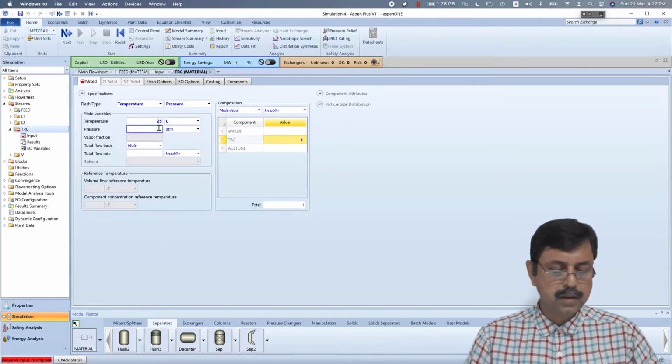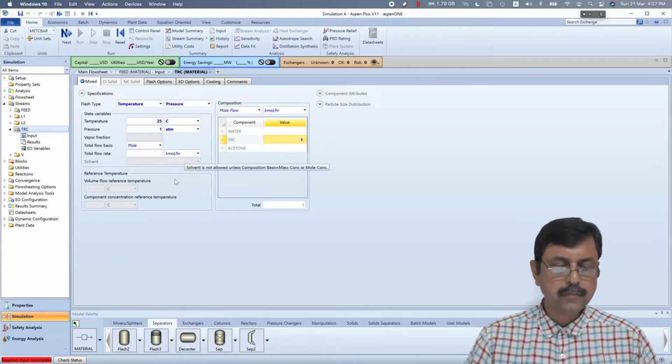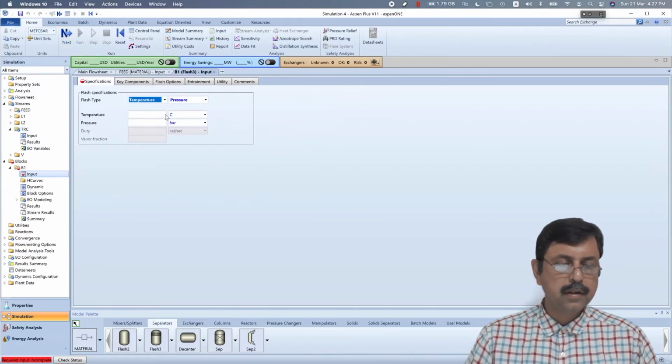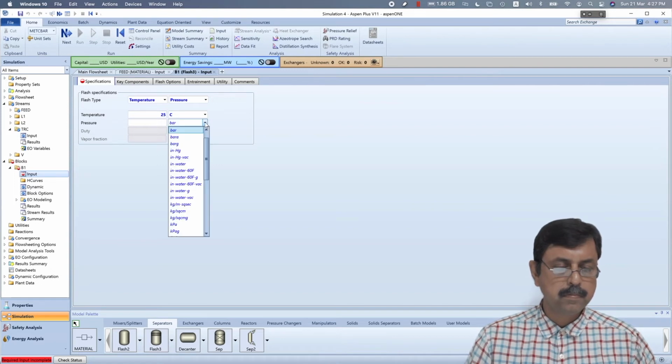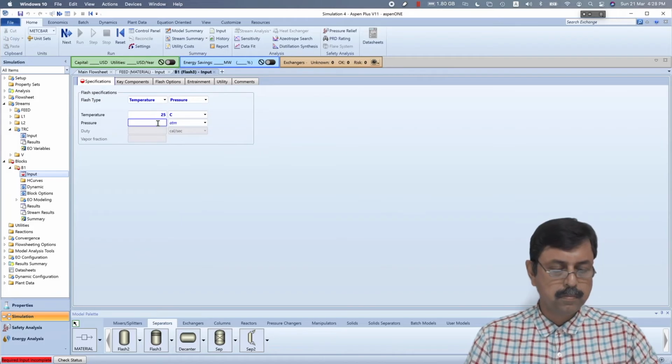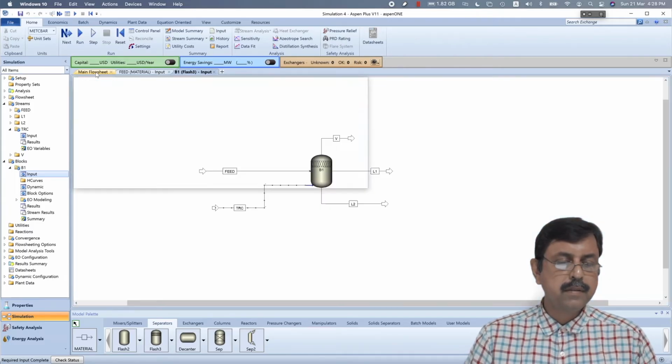One atmosphere, that's it. So press next. Okay, so the flash tank, let us run it at 25 degrees centigrade and the same pressure, 1 bar. Okay, so now it is ready to run. Let us revisit the main flow sheet.